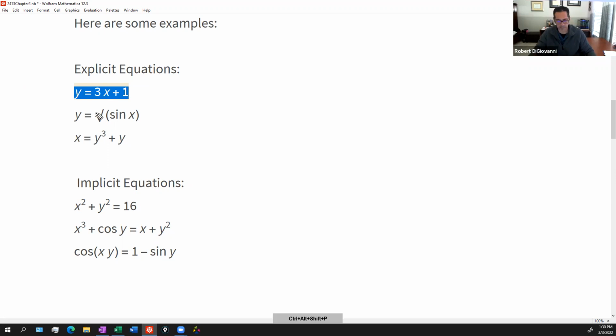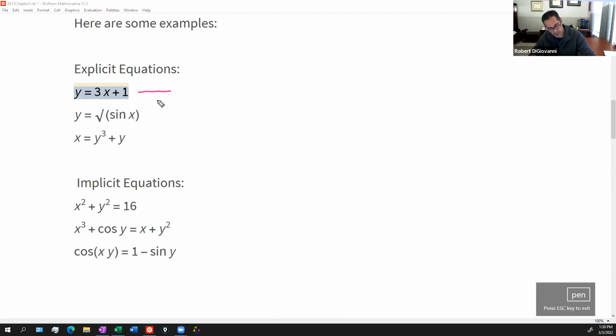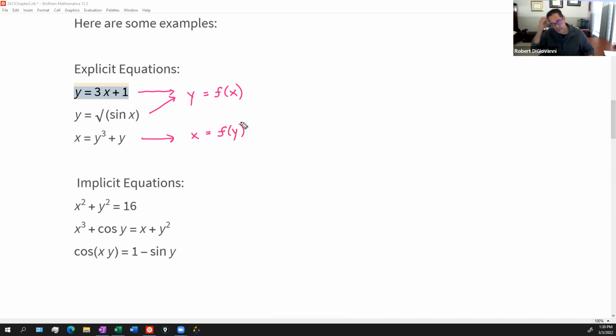I'm going to write that down. These two are both y's are functions of x. This one, you would write x is some function of y. It's different. But either way, those are called explicit equations. Implicit, these are some examples.